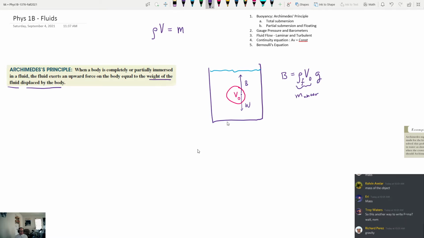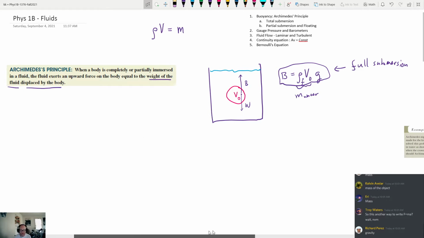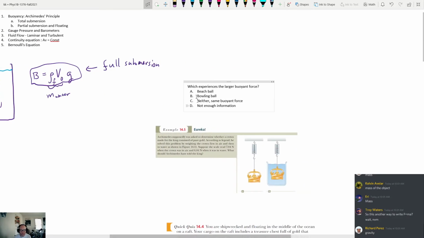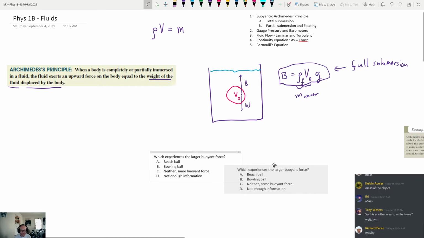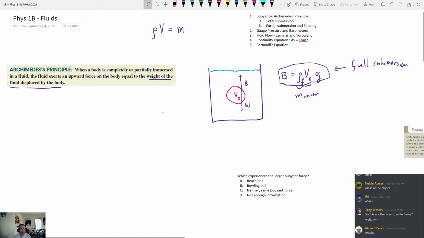Okay? So now this only applies to full submersion, right? Now, I'm going to ask you a question to verify that you understand what's happening here. So we're going to take two objects and we're going to submerge them. I don't think we did this in the last class. Stop me if we did. I think I did it with my other class though.